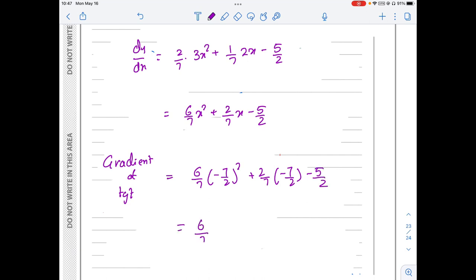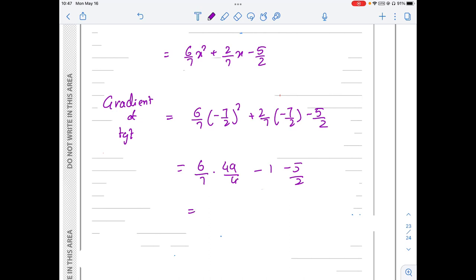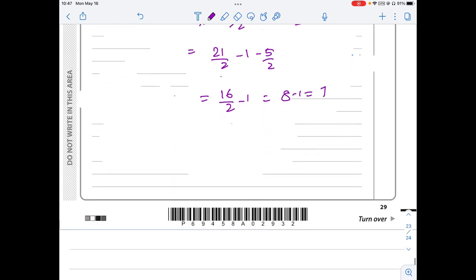So which becomes 6 upon 7 times 49 upon 4 minus 1, then minus 5 upon 2, which becomes 2 times 3, 7 times 7, 21 upon 2 minus 1 minus 5 upon 2. So that is 16 upon 2 minus 1, which is 8 minus 1, which is going to be 7. This is the gradient of the tangent. So the gradient of the normal will become the reciprocal and change the sign. Gradient of the normal becomes minus 1 upon 7.